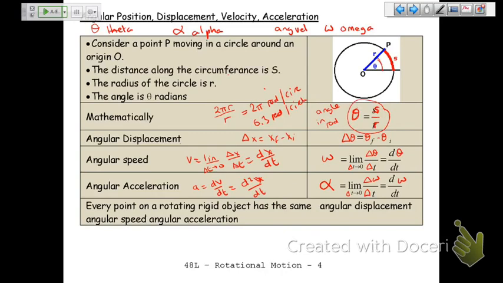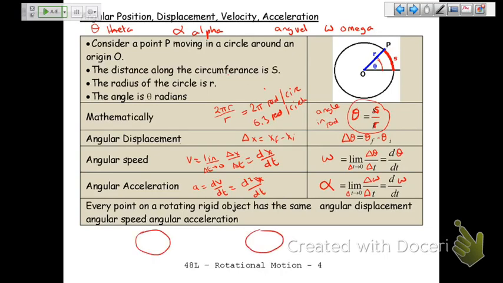L divided by L is 1, I guess, which is dimensionless. No dimensions. There's no dimensions for radians. There's no dimensions for degrees. There are units. We can have units without dimensions, and that catches people out. But it's a ratio. It's a ratio of lengths. Question or comment? No? Okay. So every point on a rotating object has the same angular speed. So here's the gorgeous thing about this.